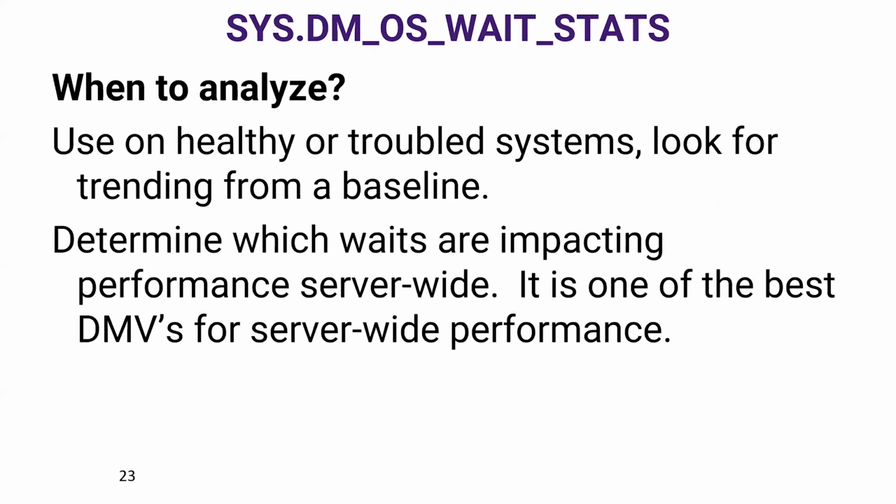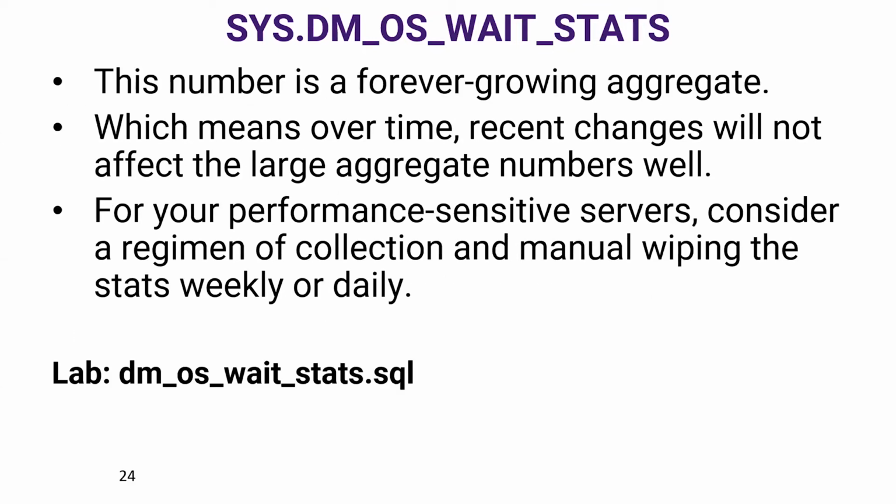So when do you want to analyze wait stats? You want to analyze on healthy or on troubled systems. Look for trending from a baseline. Determine which waits are impacting the performance server-wide, and this is one of the best DMVs to look at for SQL-specific server-wide performance. This number returned by the query is forever growing, which means over time, if you're just looking at the whole thing, recent changes will not affect the large aggregate very well.